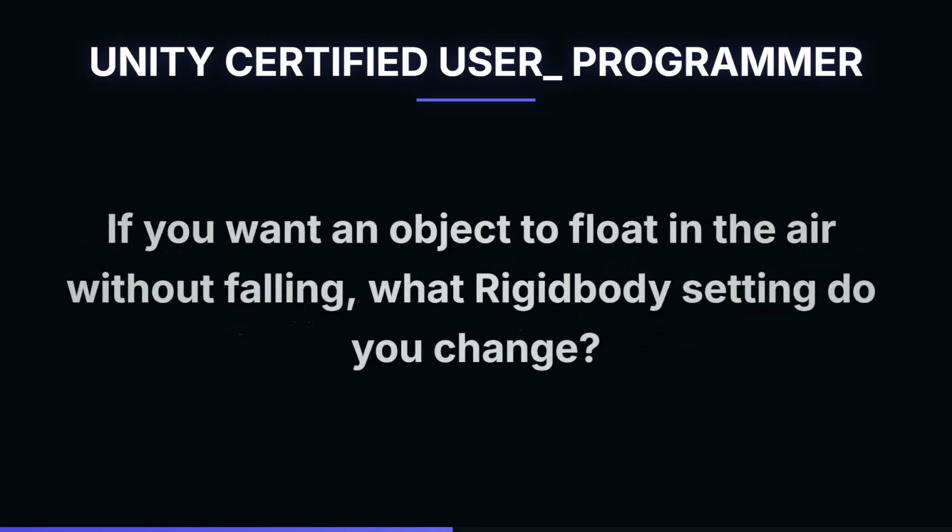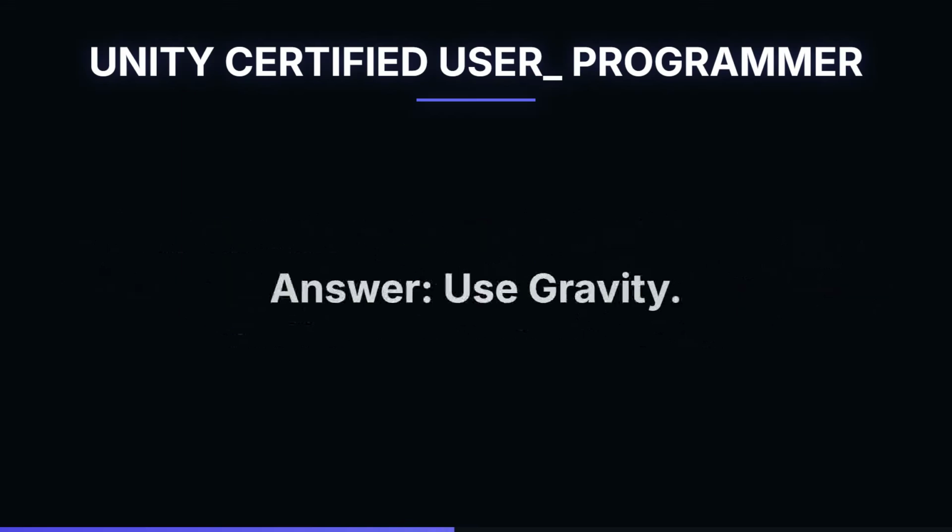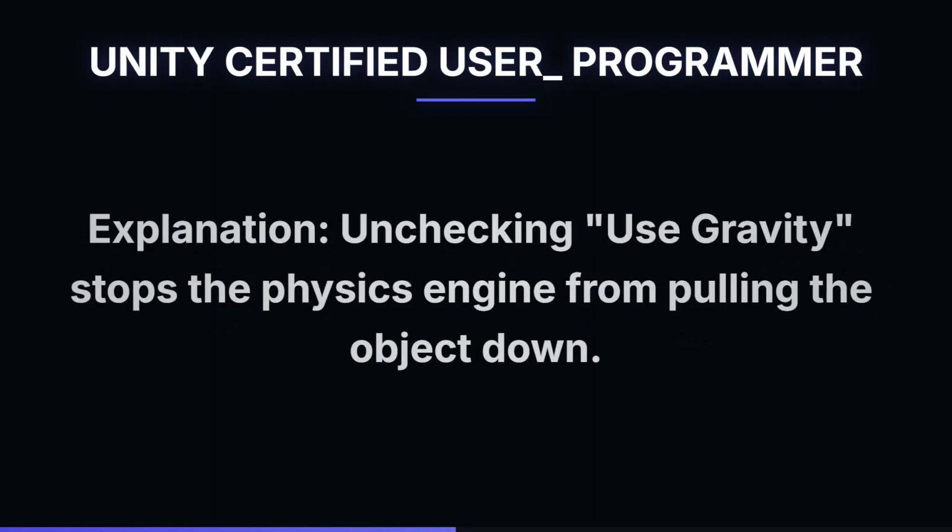10. If you want an object to float in the air without falling, what Rigidbody setting do you change? Answer: Use Gravity. Explanation: unchecking Use Gravity stops the physics engine from pulling the object down.